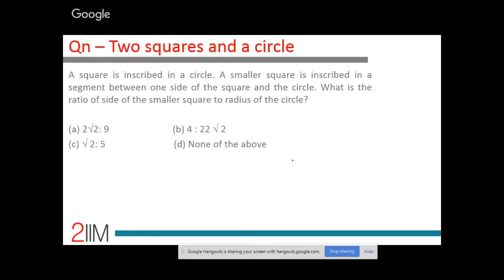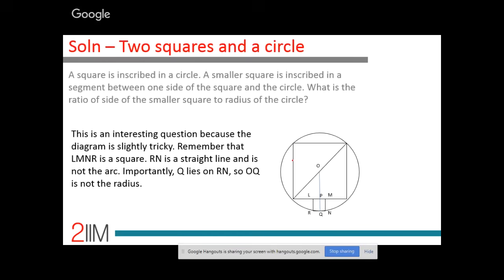The diagram is also tricky, so I'm going to show the diagram and then we'll continue to try it. There's a big square, and then in between the big square and the circle, in that segment, we draw a small square. And so the circle with center O has a big square, and we're trying to construct a small square.